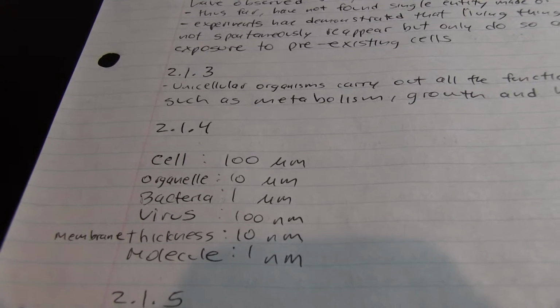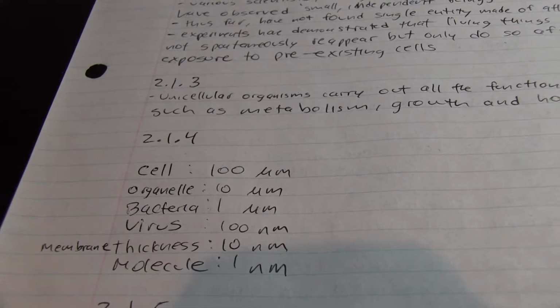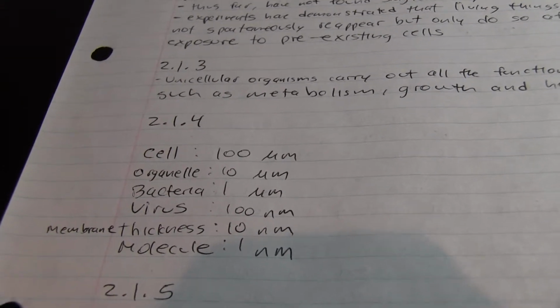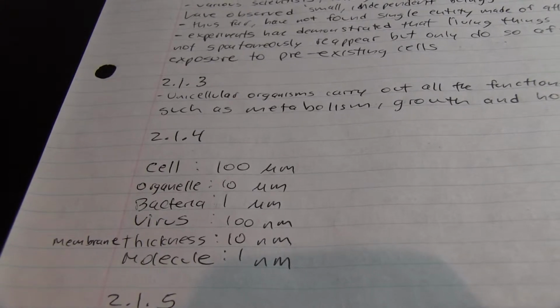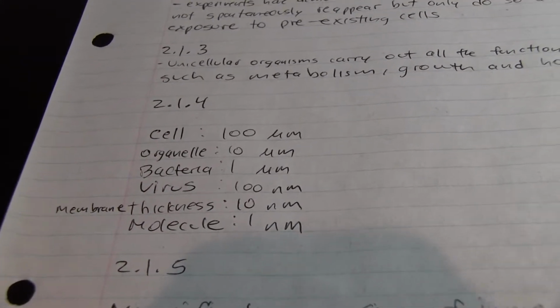Then what's in a cell, its organelles. Bacteria and virus can be basically classified in the same category, so they're in the middle. And then your membrane thickness and molecule both start with M, so you can just kind of put them at the end. Something like that. I mean, it's up to you however you want to do it. I've memorized it this way.